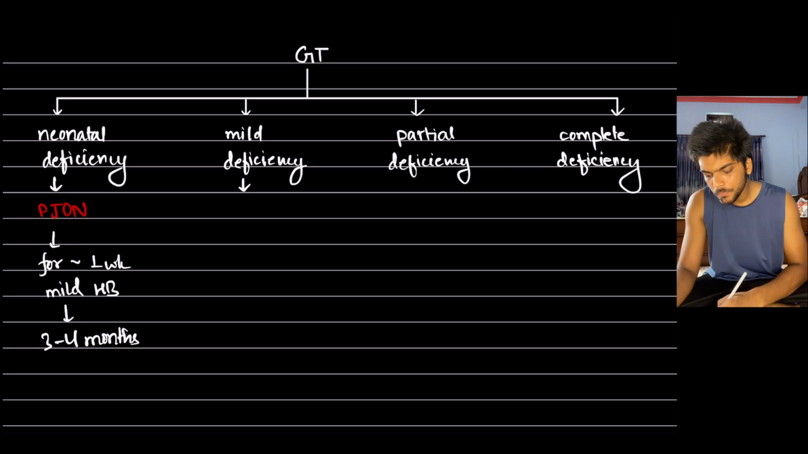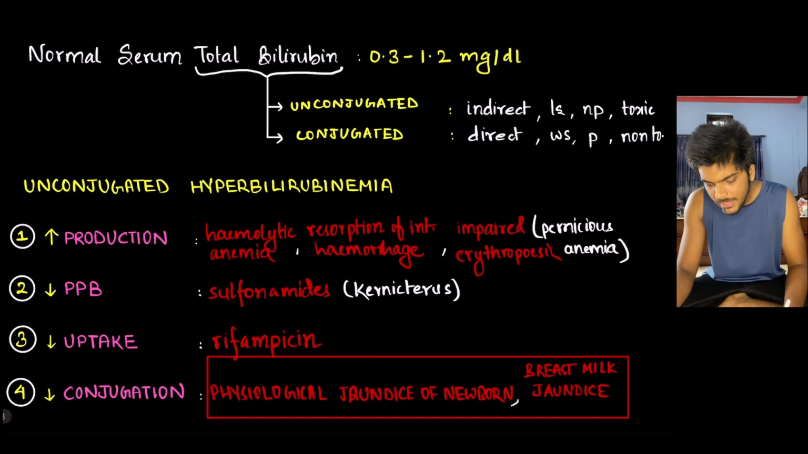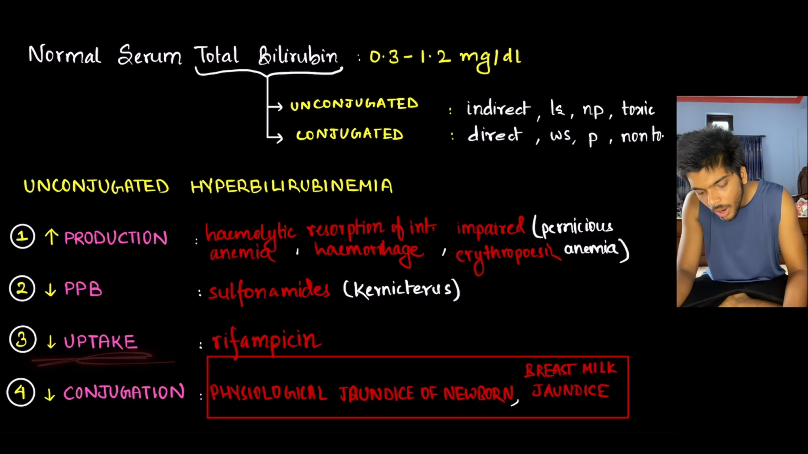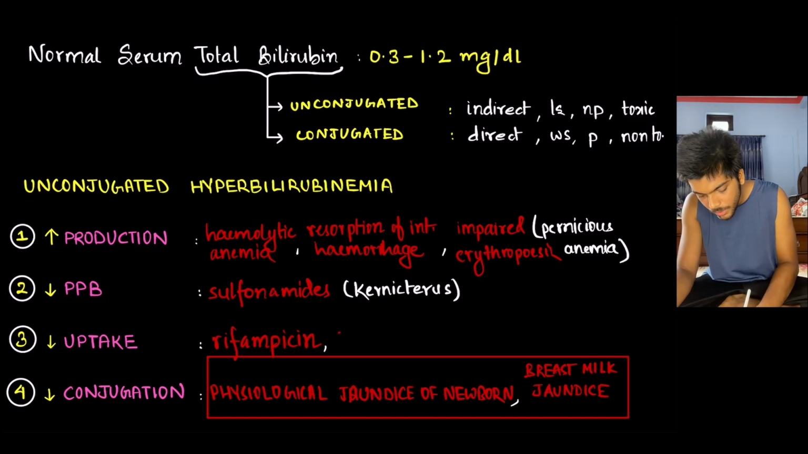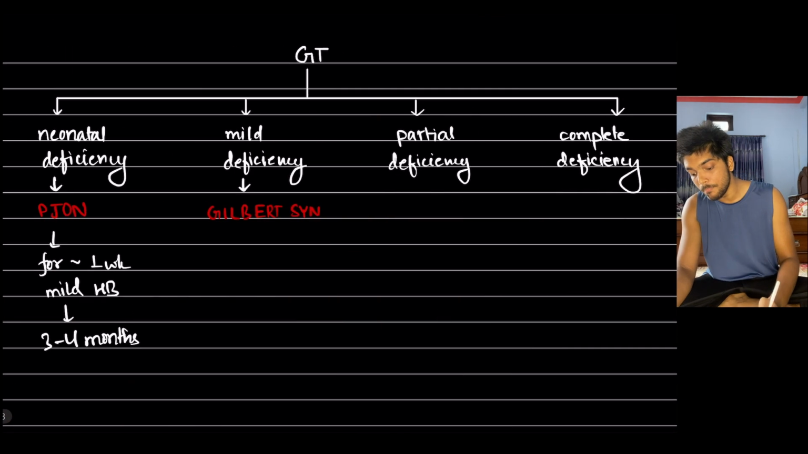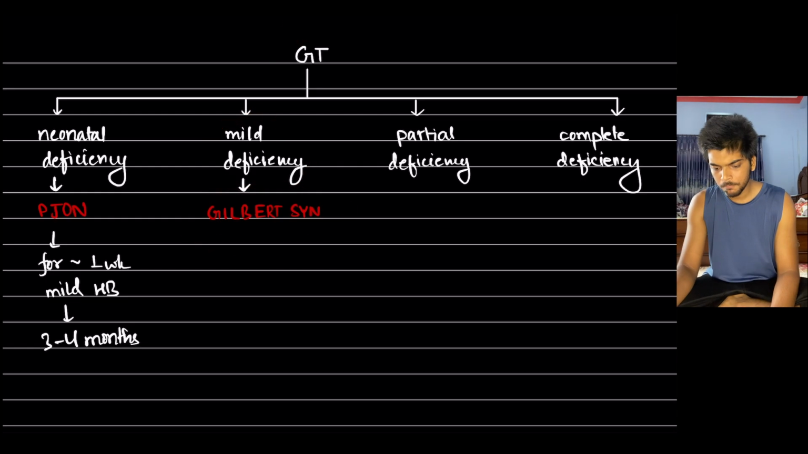Mild deficiency is seen in Gilbert syndrome. I missed out one thing. I said here in the third step of unconjugated hyperbilirubinemia, decrease in uptake. So it's not just rifampicin that brings decrease in uptake, but also Gilbert syndrome. Gilbert syndrome also sometimes brings decrease in uptake. But the main concern with Gilbert syndrome is the mild deficiency of glucuronosyltransferase.